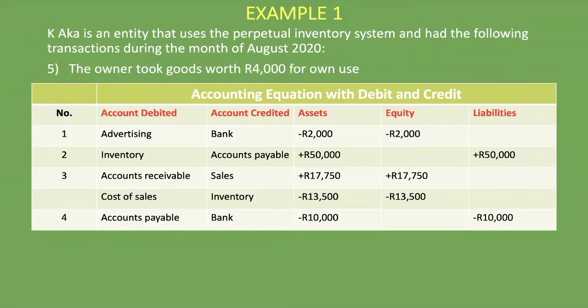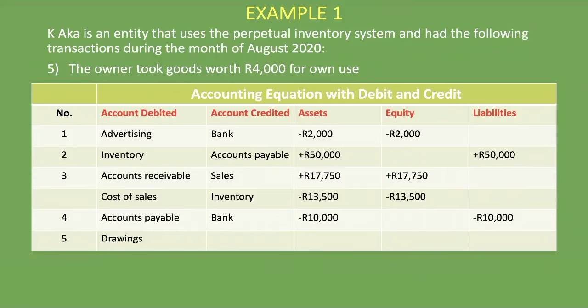We're told here that the owner took goods worth 4,000 rand for own use. Now, whenever the owner takes anything from the business for his own use, that is called drawings. And drawings is an expense account, or it reduces our equity, so we put it on the debit side. So we put the drawings as the account debited. And what did the owner take here? Well, he took goods, so that is inventory. Now remember, you can use stock, you can use inventory, you can use merchandise. Those terms are used interchangeably. So if yours says merchandise, don't be confused. It's still the same thing as inventory.